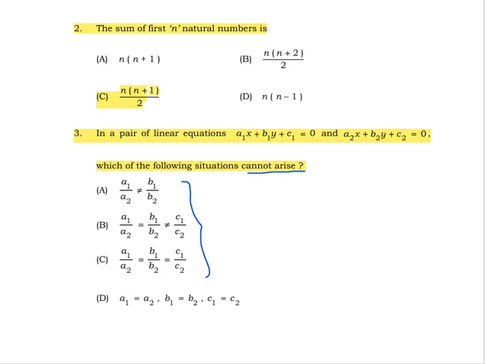But option D, that is a1 is equal to a2, b1 is equal to b2 and c1 is equal to c2, does not arise in these two equations when finding the nature of the roots. So the question is which situation cannot arise, that means option D is the correct answer.